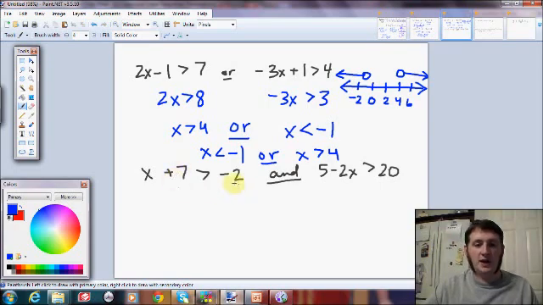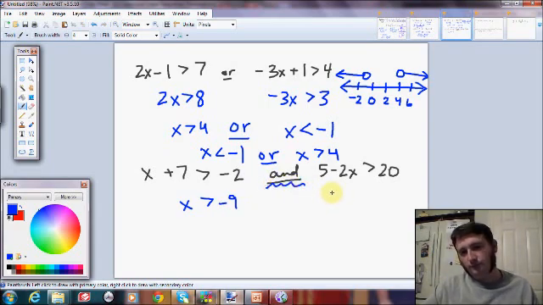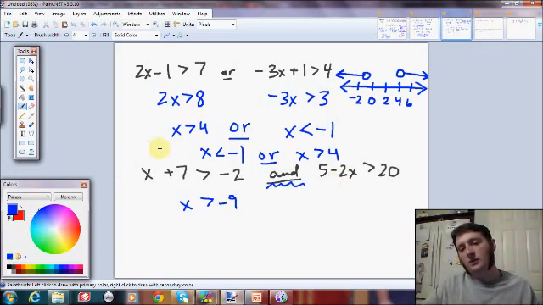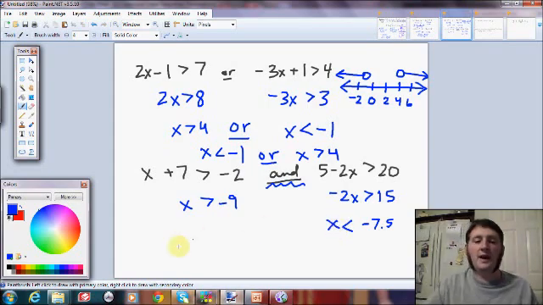Alright, let's see, we subtract 7, x is greater than -9. Oh wait, this one says and. That might make a difference, because we're kind of expecting it to come together if we get an and. We subtract 5, negative 2x greater than, subtract 5 is 15. Half of 15 is 7.5. But we divided by negative, so it's negative 7.5, and we would need to reverse the inequality. So x is less than negative 7.5.